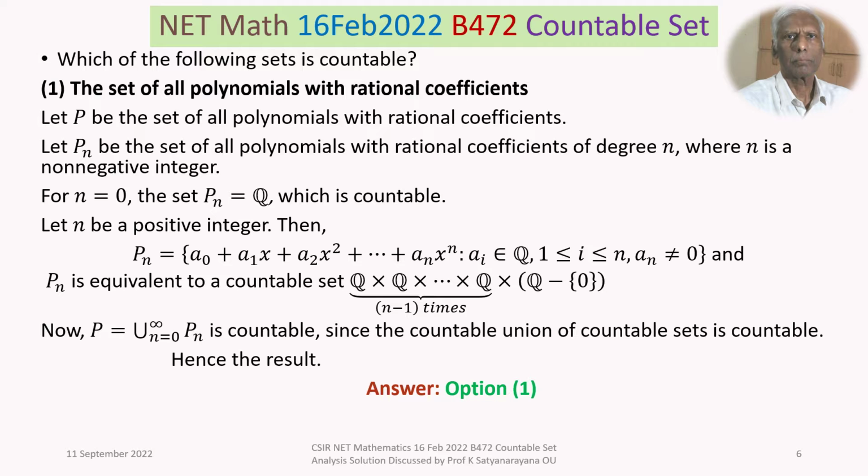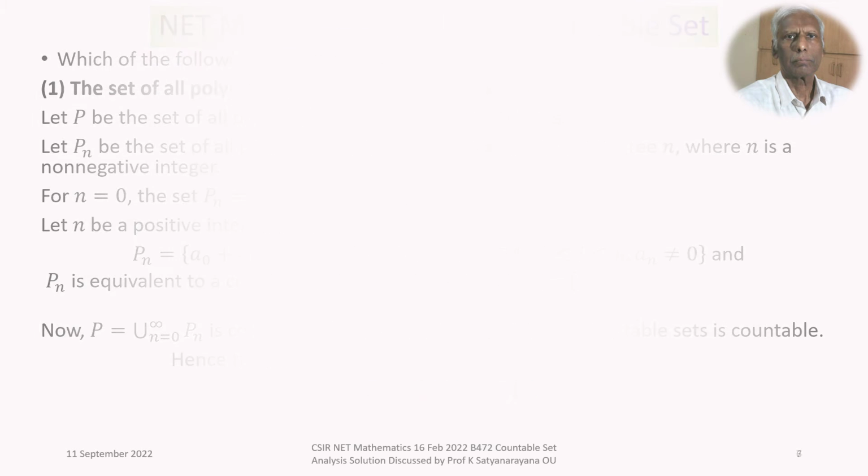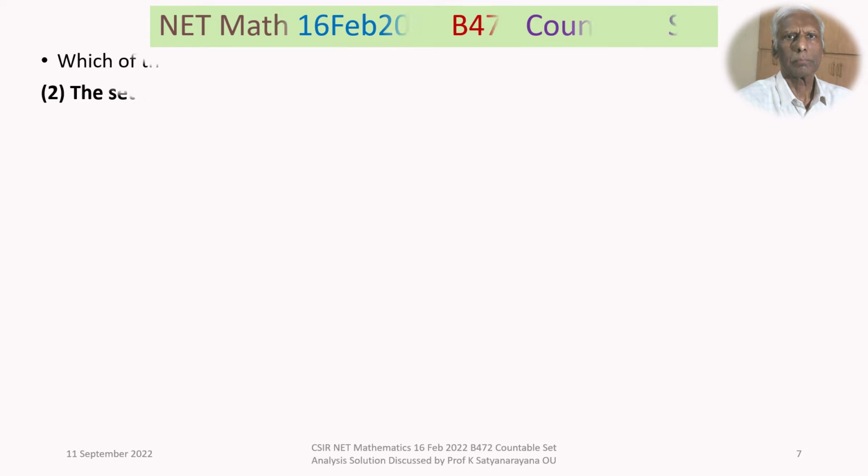So for all purposes, the question is in fact over, because we have already identified which is the countable set. However, I'll show you the other options, where I'll show each one of them is uncountable. Let's get into the next discussion.